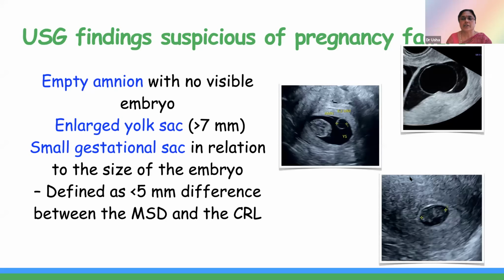There are some other features which are suggestive of pregnancy failure. If you see an empty amnion with no visible embryo, because we know you see the yolk sac, you see the fetal pole, and then the amnion appears.